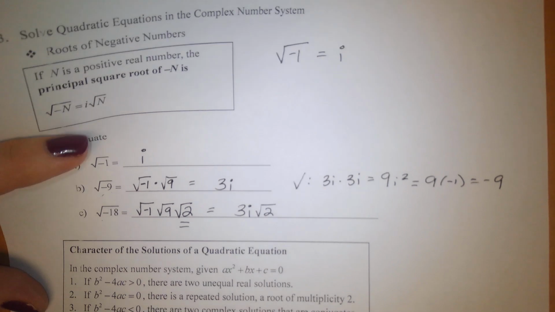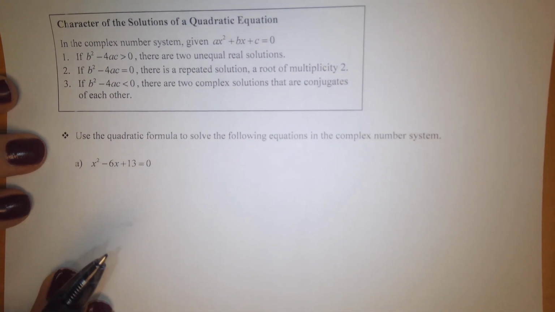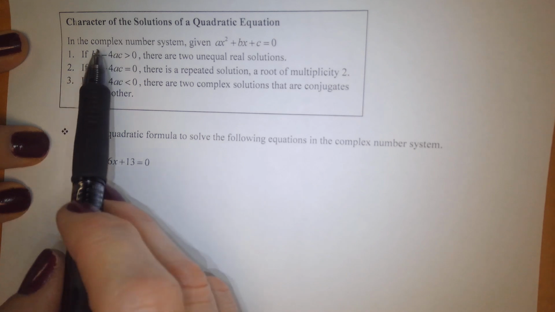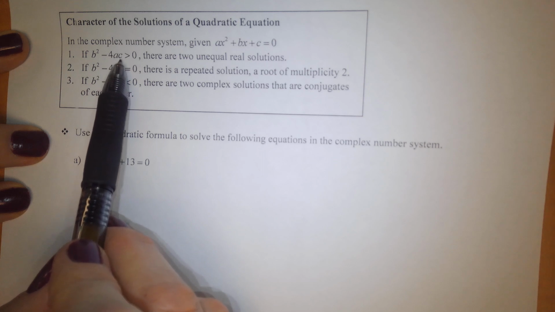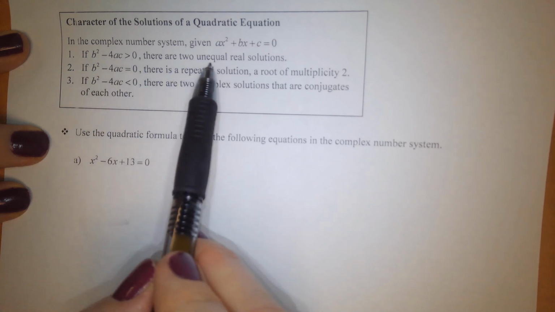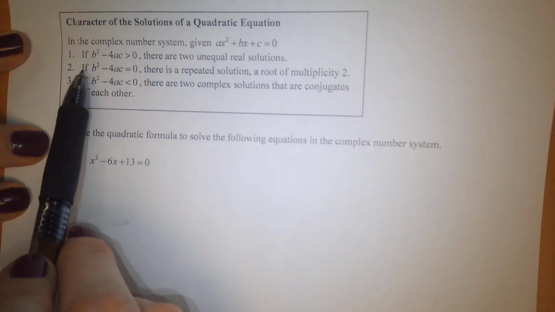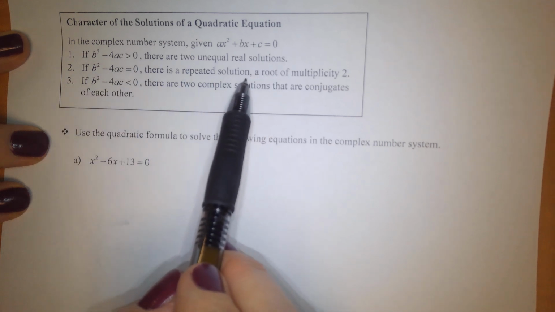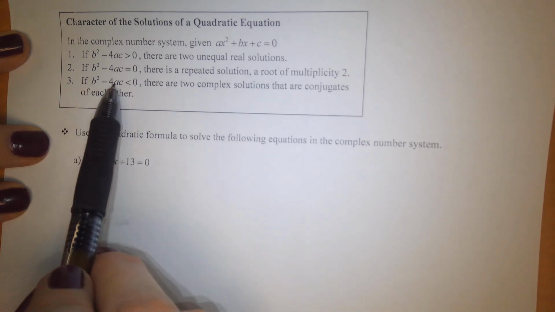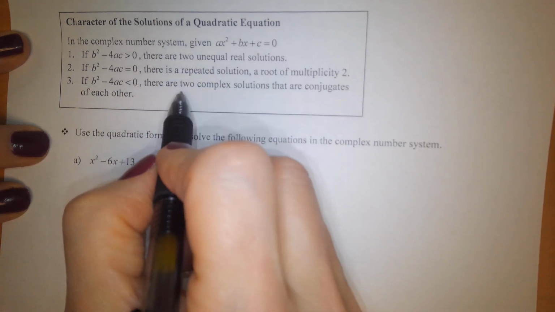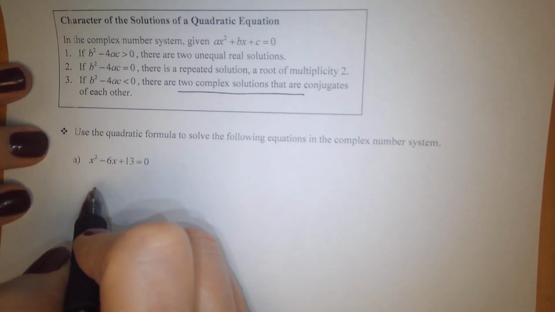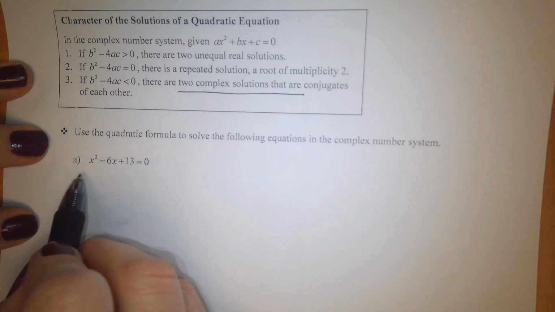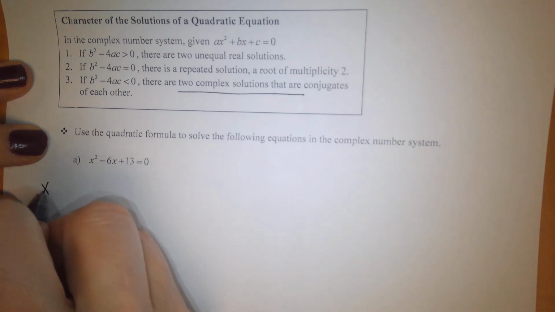Now let's work on a couple of examples of solving quadratics. You'll see here in the complex number system, as I stated at the beginning of the lecture, that we always want to look at the discriminant. If the discriminant is positive, we have two real solutions. If the discriminant is 0, there's one real solution. And if the discriminant is negative, then there are two complex imaginary solutions. Okay? So we're going to use the quadratic formula to solve this equation. It's not factorable, so we're going to have to use the quadratic formula.